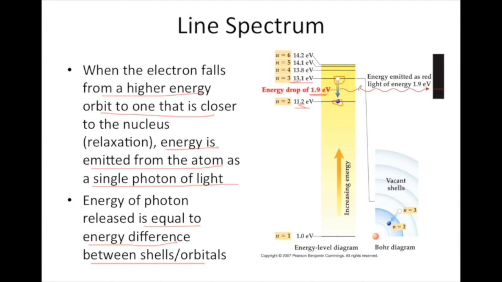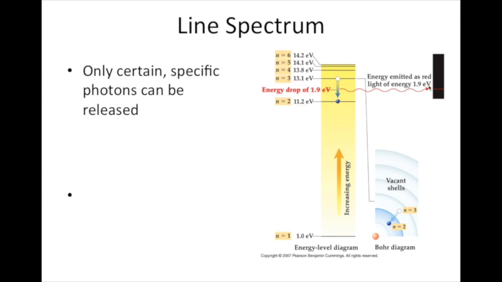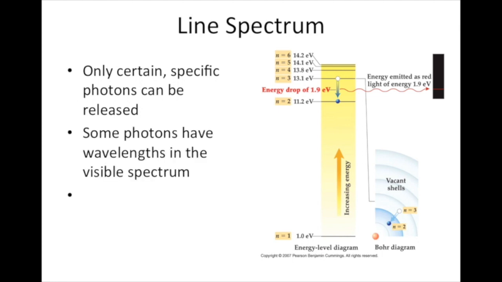So that photon would be released. If we measure that with a spectrometer, it may give a band, or one of our spectral lines for the line spectrum. So only certain photons can be released. Some photons, as they're released, fall within the visible spectrum. So as our electron goes from 3 to 2, it releases a photon with 1.9 electron volts, and that happens to fall within the visible spectrum. So we could detect that photon, or that wavelength of energy, being given off as a red spectral line.